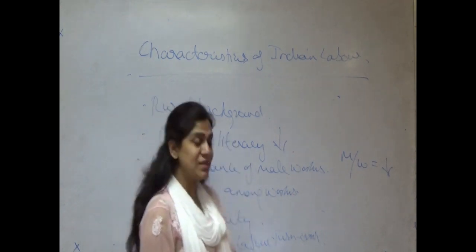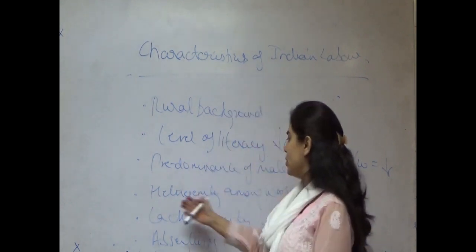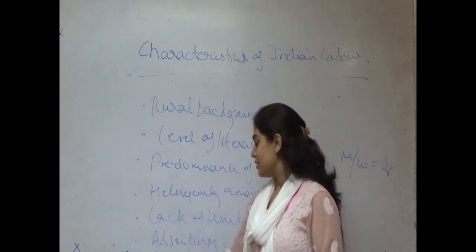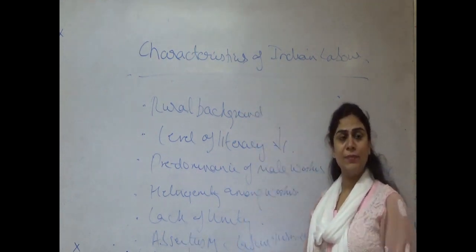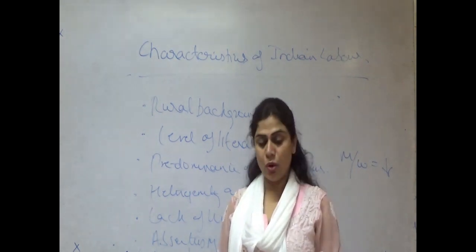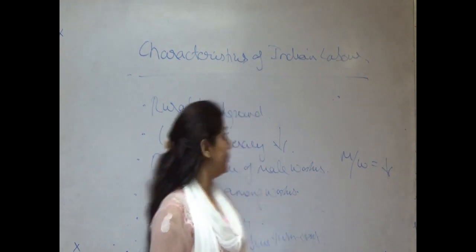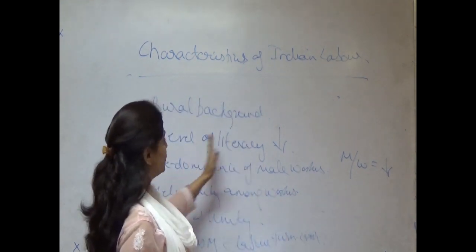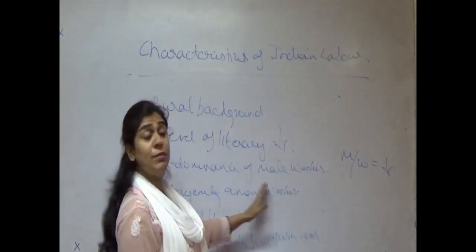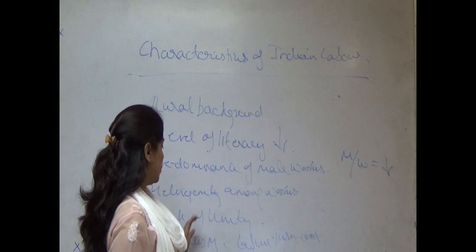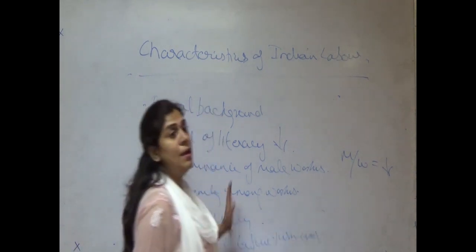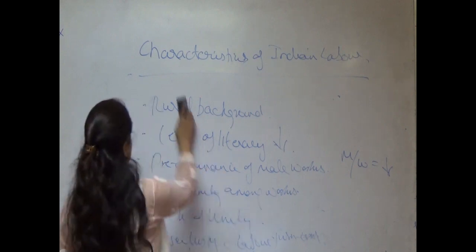Migratory in nature. They were not satisfied with the job because of the conflict, because of the heterogeneity, which resulted in absenteeism and absconding from the job, and that resulted in migration and hopping from one place to another, from one city to another, from one industry to another, and so on. So these are the characteristics of Indian labor. They were from a rural background, their level of literacy was very low, there was a predominance of male workers, heterogeneity among workers and cultural diversity that caused a lack of unity among them, that resulted in absenteeism and labor turnover, and finally the migratory character of the workers.